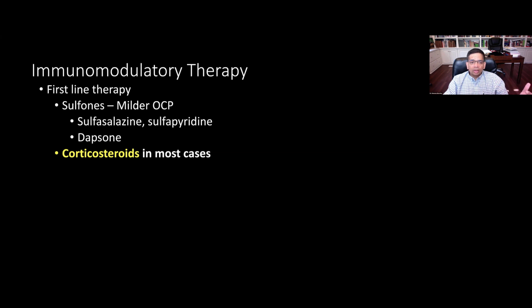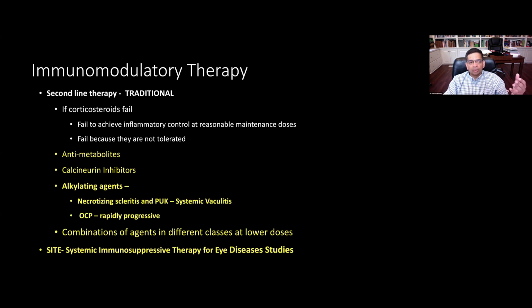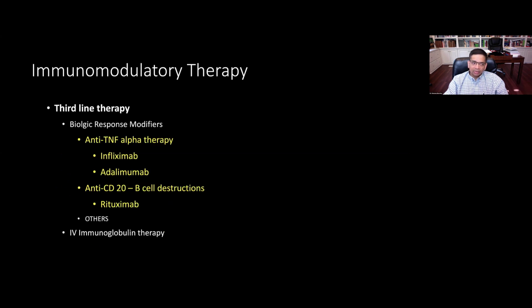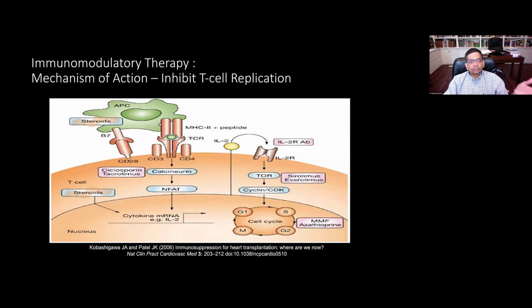So, there are some patients who are treated for mild ocular cicatricial pemphigoid. They can be treated with non-steroidal medications like dapsone or sulfasalazine for mild OCP, but corticosteroids are really the first-line therapy. We talked about second-line therapy as being anti-metabolites and then other things. And then third-line therapy is usually anti-TNF therapy, and in some cases, Rituxan.